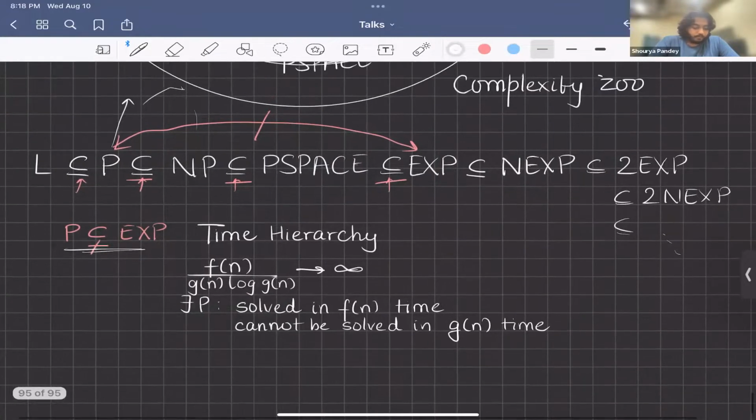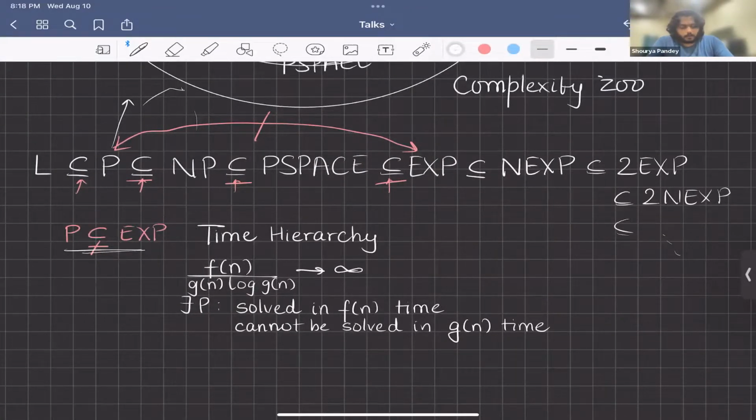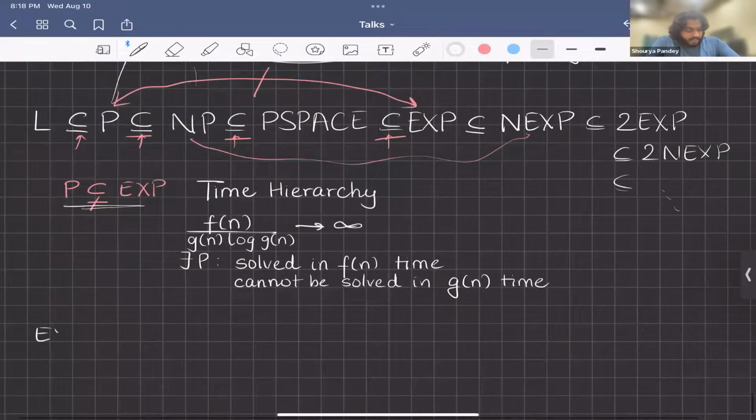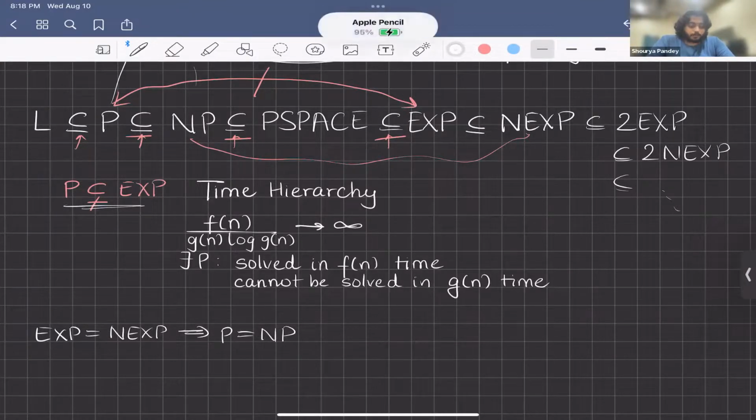So yeah, this is the main method to prove that these are separated. But we don't have many more separations. And then there are conditional results as well. We know that if X is equal to NX, then P is equal to NP. We have these sort of results. So we have conditional results, but we don't really have results that are unconditional. A lot of these results are conditional, and there's a lot to prove in complexity theory. A lot of it is open.